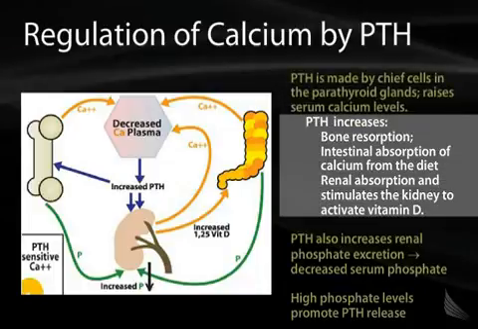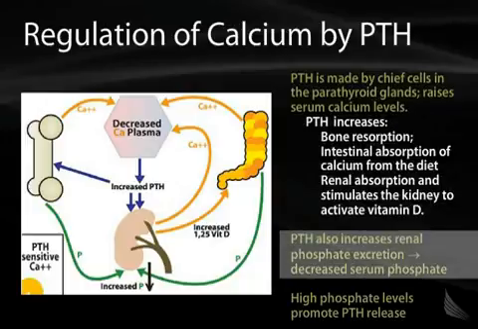PTH does this by three mechanisms. One, it acts on the bone to increase bone resorption. Two, it acts in the kidney to increase calcium reabsorption directly, and also stimulates the kidney to activate vitamin D. And thirdly, it allows for the absorption of calcium from the diet by acting on the intestine.